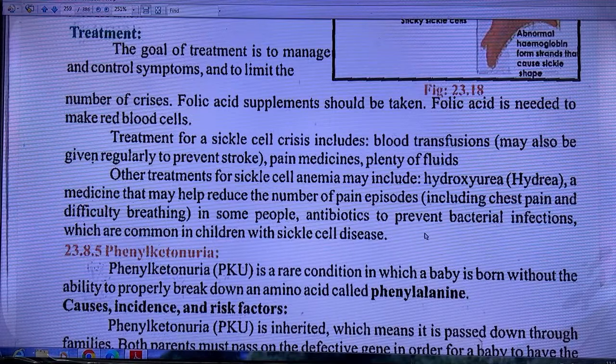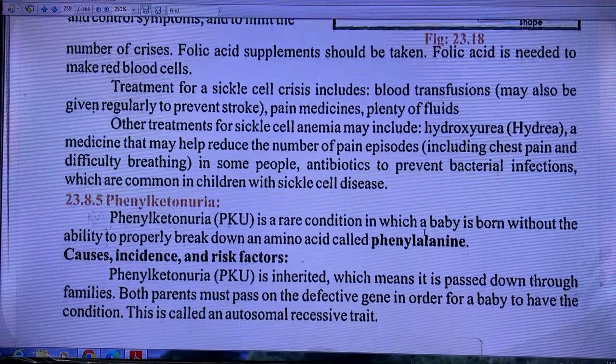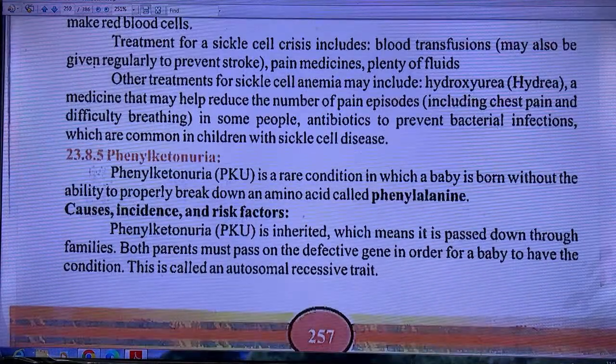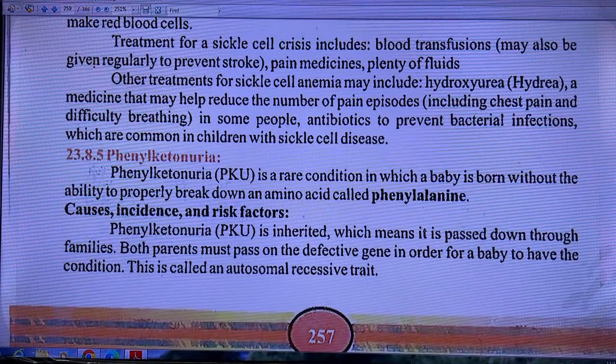Pain medicine and plenty of fluids are also used. Other treatment for sickle cell anemia may include hydroxyurea, a medicine that may help reduce the number of pain episodes, including chest pain and difficulty breathing, and for some people, antibiotics to prevent bacterial infections, which are common in children with sickle cell disease.